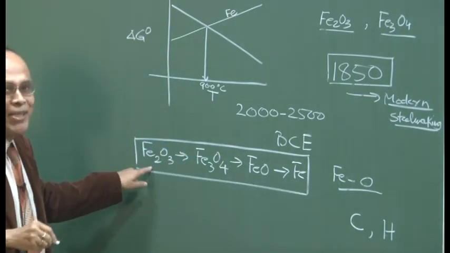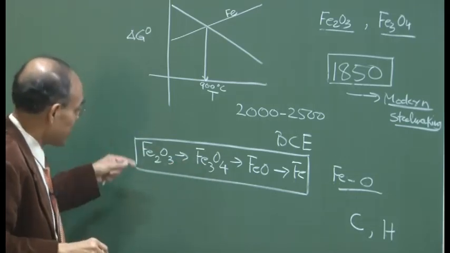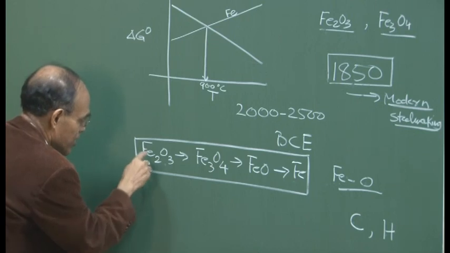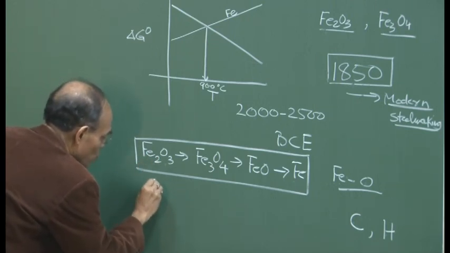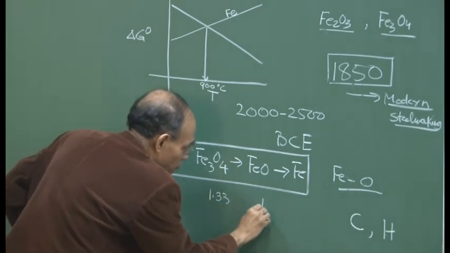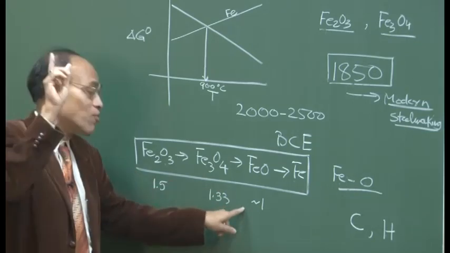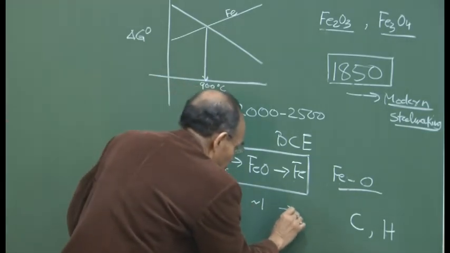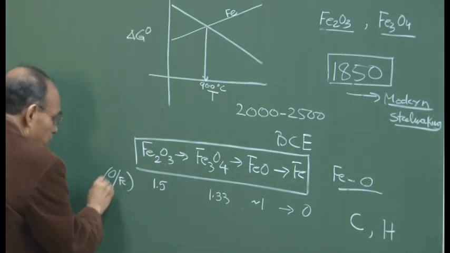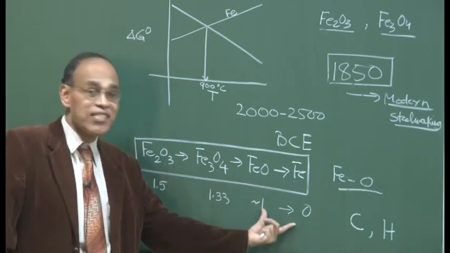So, you see the initial material, you see the final material, but you do not see this, but nevertheless this happens like this. And here if you look at the oxygen to iron ratio, you will see it is 1.5, this is 1.33, this is roughly 1 (I use the word roughly, which will be clarified later in this course), and then this is 0. So, this is the O by Fe ratio. Most significant reduction takes place from 1 to 0, this is the largest reduction in oxygen.